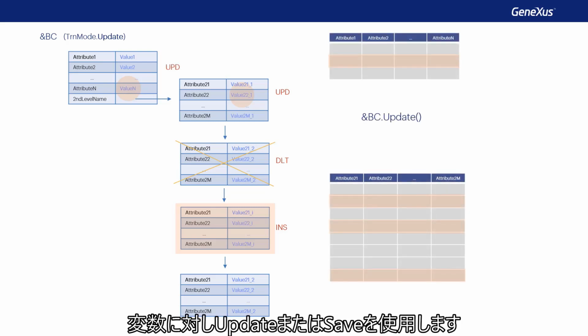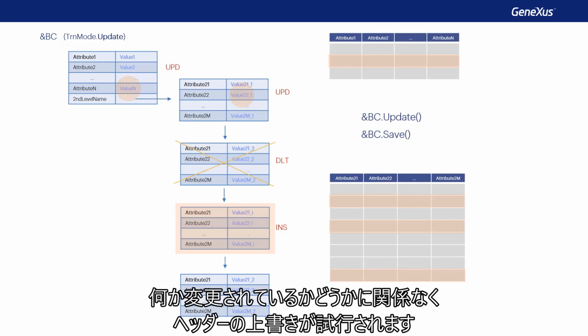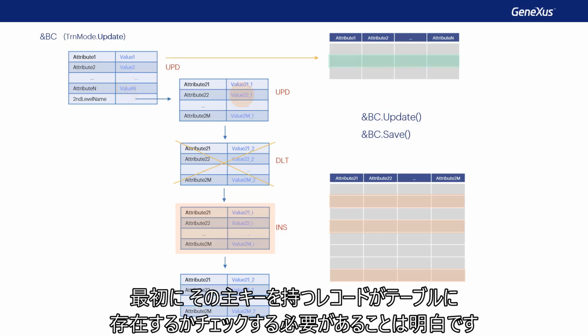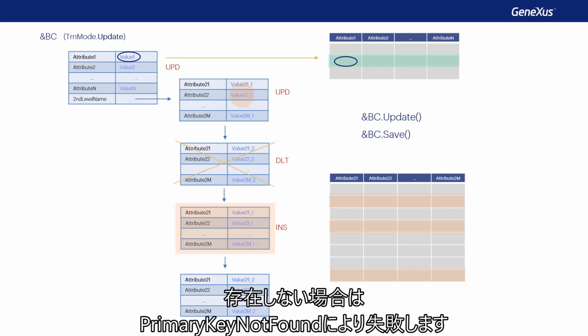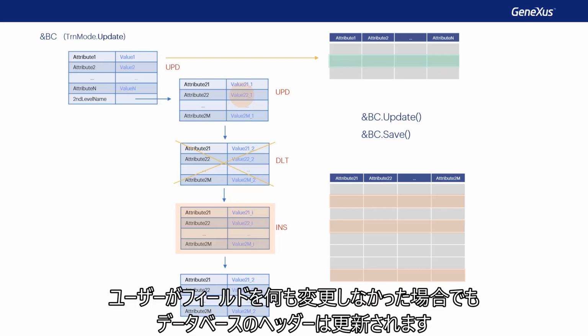We give the order to update or save, which in this case is the same because the variable is in update mode. It'll try to overwrite the header regardless if anything has changed in it, for which, clearly, it must first check that there's a record in the table with that primary key. Otherwise, we already know that it will fail by primary key not found. This is the same thing that the transaction does when you click on Confirm in update mode. It'll update the header in the database even if the user has not modified any of its fields.